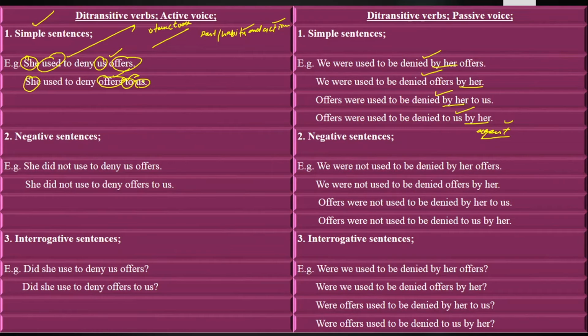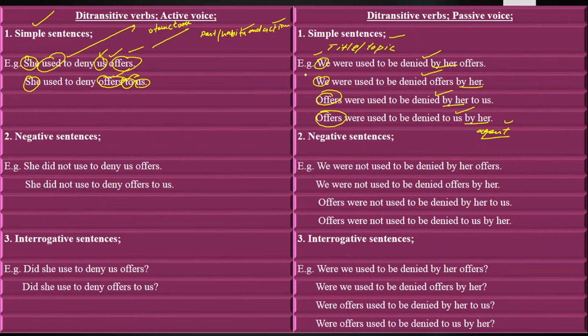And another thing: when you bring object, whether indirect or direct, at the beginning, like "us" changes into "we" and "offers" at the beginning, over there they are called subject, no doubt, but they are not the doer of an action. They are called the title or the topic subject. And what is the definition of title and topic subject? A person, place or thing in a sentence which we are talking about is called title and topic subject.